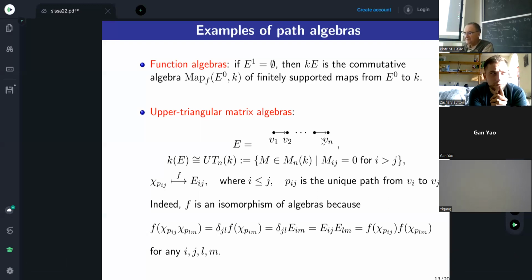And you can entertain yourself to see the isomorphism of matrices. First, you see that it's a linear isomorphism because I'm mapping a basis to a basis. So it's obviously a linear isomorphism. Okay. And to see that it preserves multiplication, well, I can multiply by concatenation.